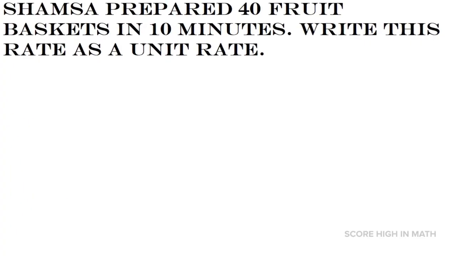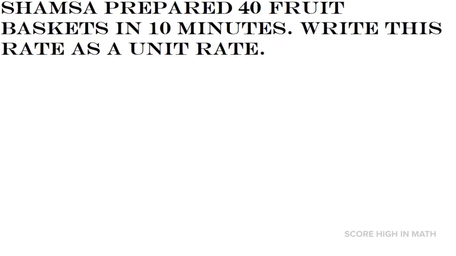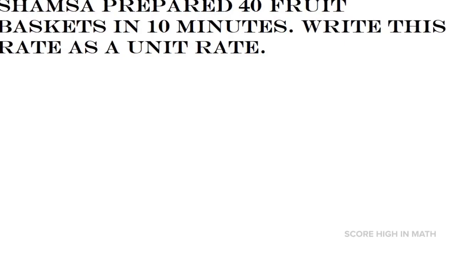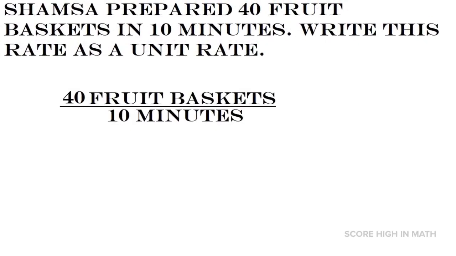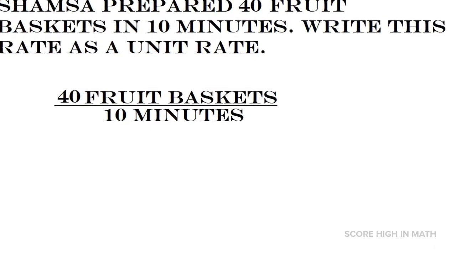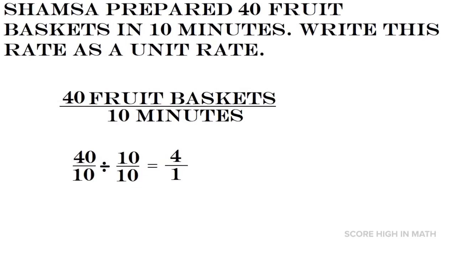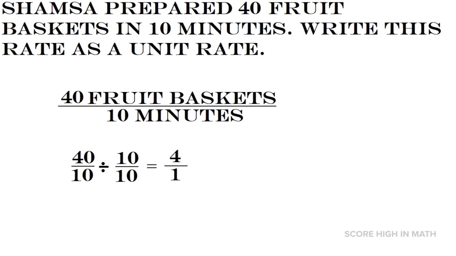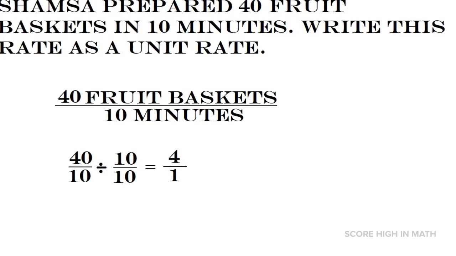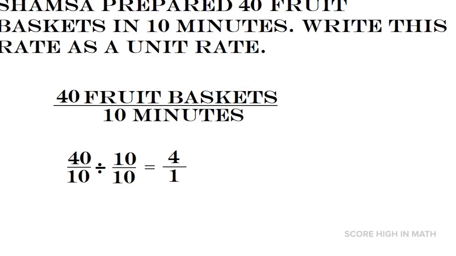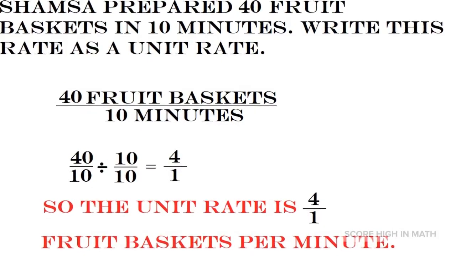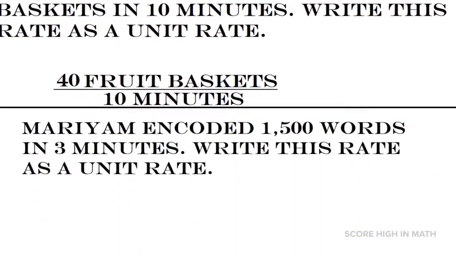Let us work on this example so that you will be guided. Shamsa prepared 40 fruit baskets in 10 minutes. Write this rate as a unit rate. The rate will be written as 40 fruit baskets over 10 minutes. To find the unit rate, we're going to divide the numerator by the denominator. Therefore, 40 divided by 10 is 4, and 10 divided by 10 is 1. Hence, the unit rate is 4 over 1, 4 fruit baskets per minute.